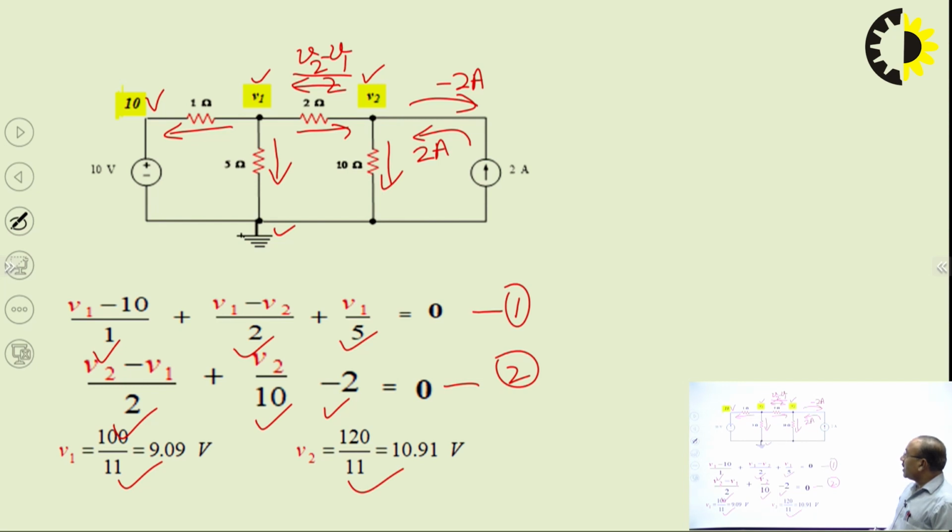So that way we can find the current in different branches, and if you want to find the power in the 2 ohm branch, that power will be current squared into 2 ohm, where the current is the current in the 2 ohm branch. So that will be the power in the 2 ohm branch, since power is given by I squared R.